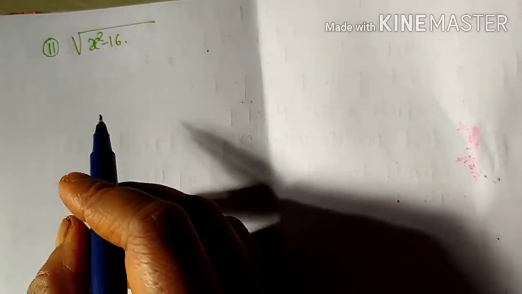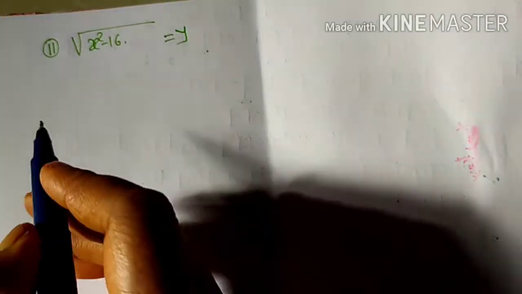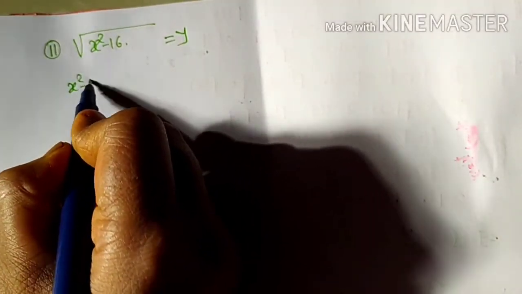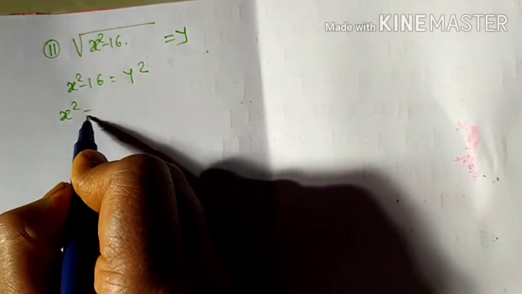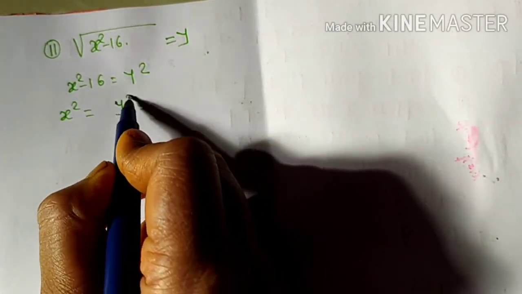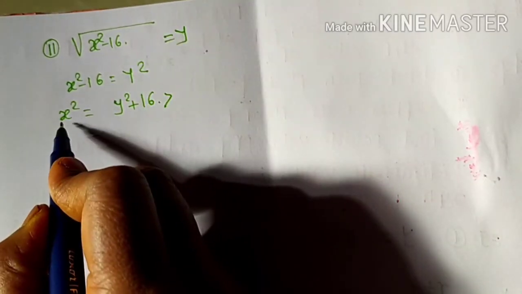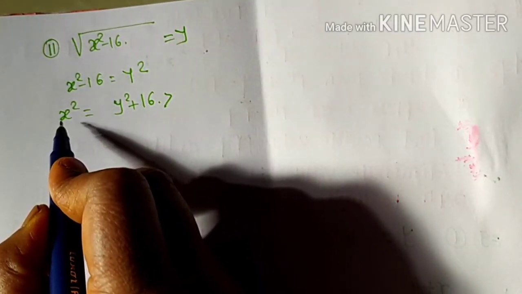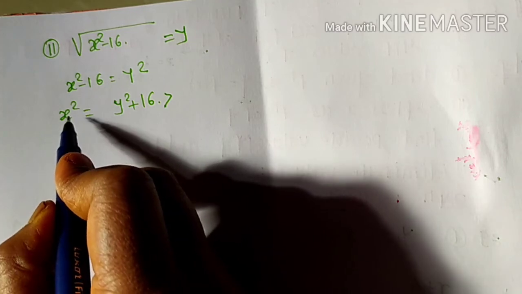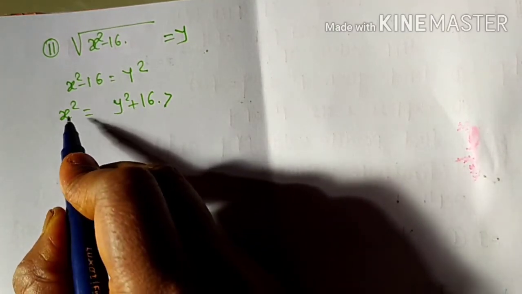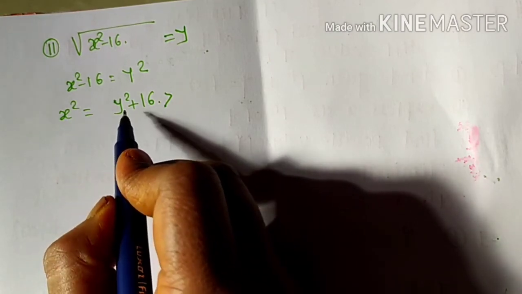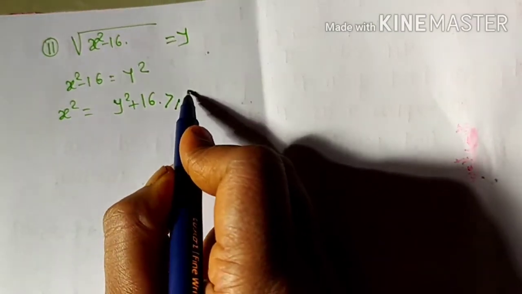Next example: square root of x square minus 16. Then we denote this as y. Then we have to express this in terms of y. Squaring on both sides, x square minus 16 is equal to y square. Then what we get, x square in terms of y, is y square plus 16. x square is always positive, because for any negative or positive value, x square must be greater than or equal to 0. And as x square is greater than or equal to 0, then y square plus 16 must be greater than or equal to 0.